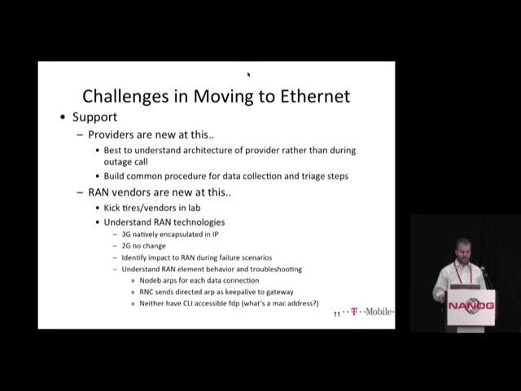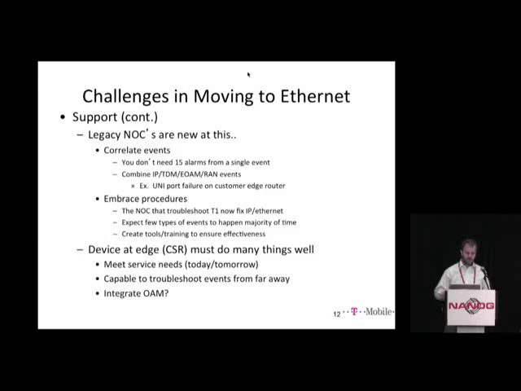Another one, the RNC sends directed ARPs as keep alive to gateway. So again, they're very unique and often troublesome, quirky implementations that we've seen. It's important the IP guys work with the RAN folks as much as possible to understand how they do some of this basic keep alive mechanism, because there's often a lot of room for opportunity.